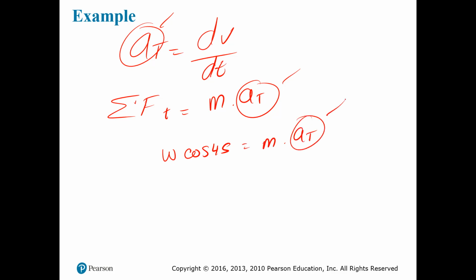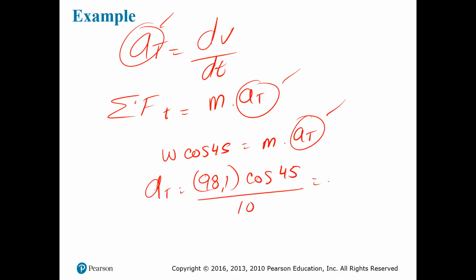I have enough information to do this, therefore a_t will be equal to 98.1 multiplied by the cosine of 45, divided by 10. Therefore, I will get 6.94, I think, meters per second squared, and this is the same as dv/dt, which is what they're asking me to find.